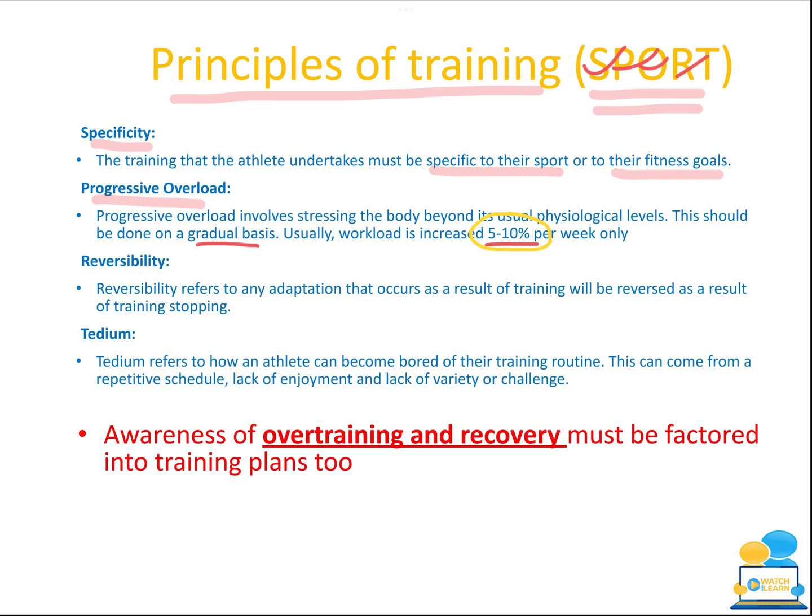So next is reversibility. So reversibility refers to any adaptation that occurs as a result of training will be reversed as a result of training stopping. So one reason why training might stop would be maybe an injury or a lack of motivation or boredom setting in. But reversibility means that an athlete's gains that they get from training will actually start to reverse and go backwards. So taking, for example, an athlete who is a distance runner, well, their endurance will actually drop off when they haven't been training.